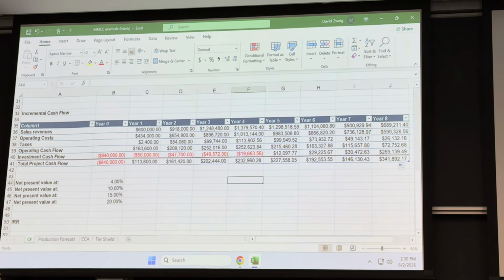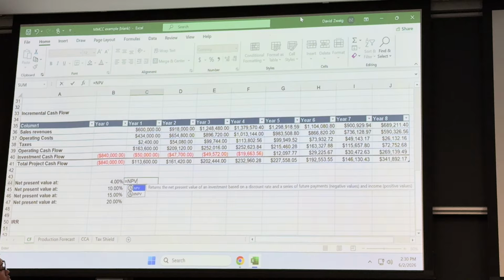Excel has an NPV function, so if you click on the cell here, go equal NPV. You will see the function returns the net present value of an investment based on the discount rate in a series of future cash flow. All right, that calculates NPV. Funny enough, you can Google this, you can ask ChatGPT, it is an error. It only starts from period 1 and above and beyond. It does not include time 0. This only applies to Excel.